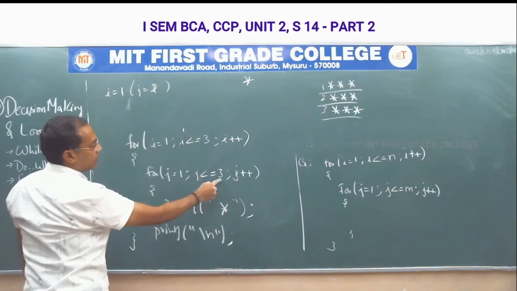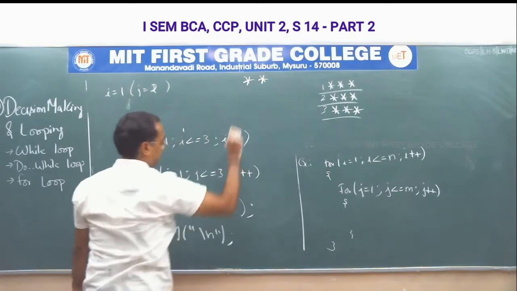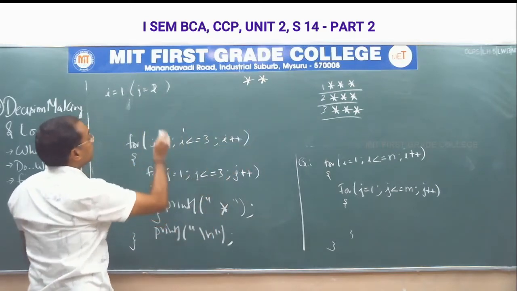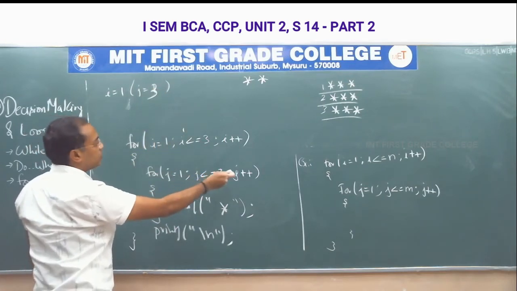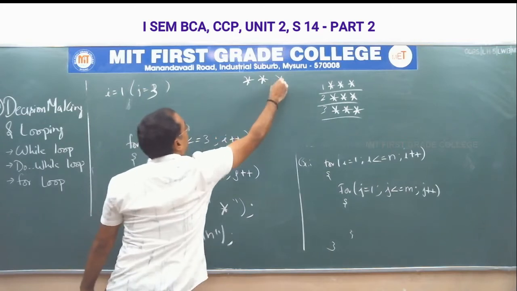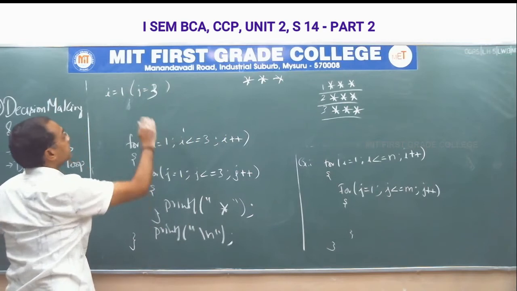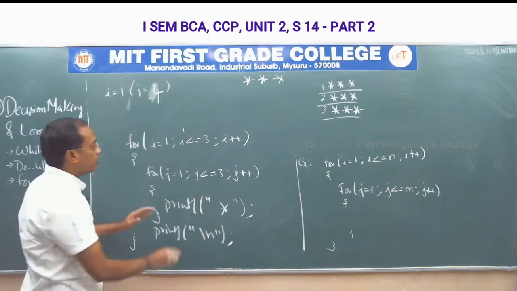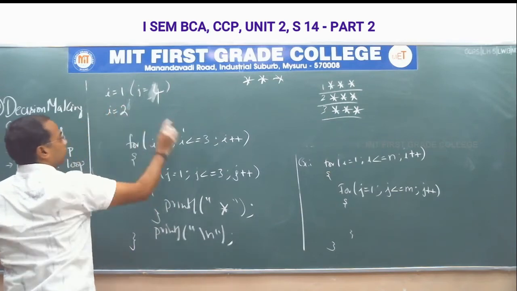Is 2 less than or equal to 3? Yes. Print once again 1 more star. Now j plus plus will be done. j now is 3. Is j less than or equal to 3? Yes, it's true. Print 1 more star and then j plus plus. j is now 4. Is 4 less than or equal to 3? No, it comes out.